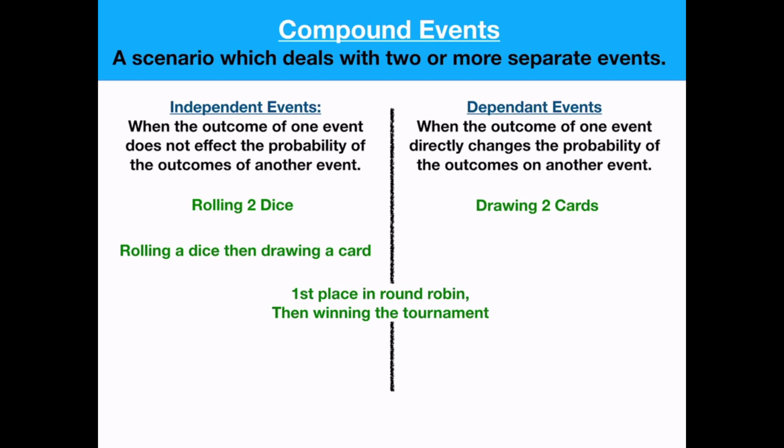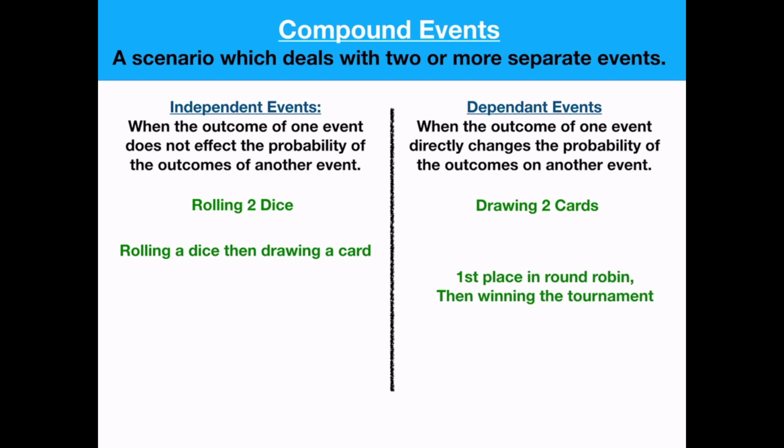That matters. Next one, placing first in round robin, then winning a tournament, that's also dependent. If you place first in a round robin, you end up getting a better seed for the playoffs and you end up having easier games. So let's say it's a 4-team playoff, then first place plays against the last team to make it through to the playoffs, the 4th place team. So it's an easier semifinal.